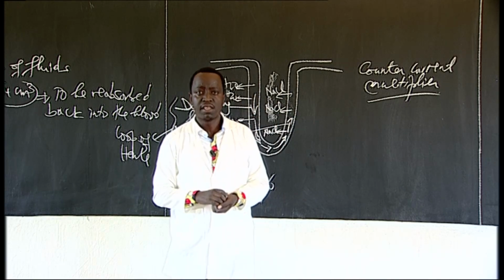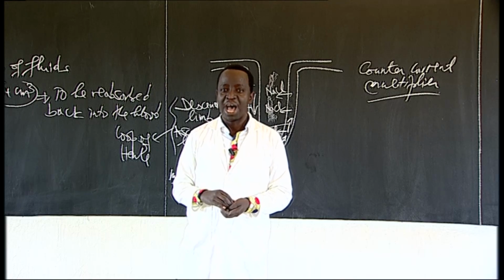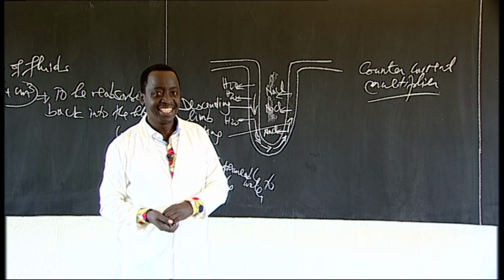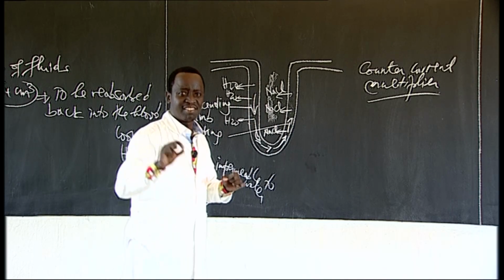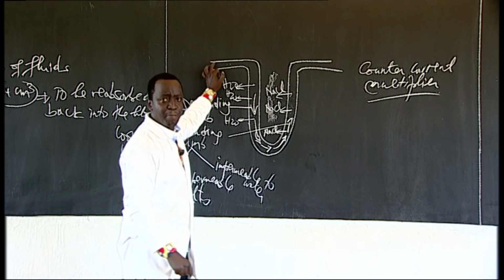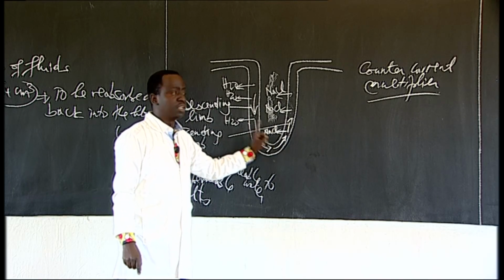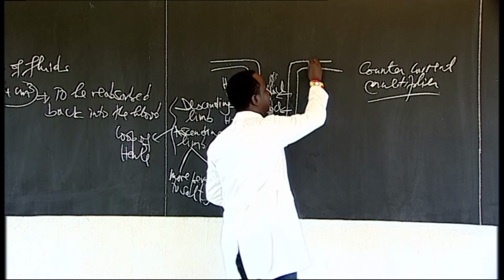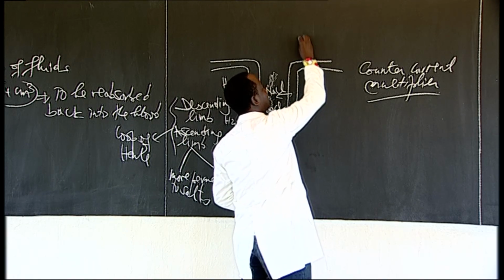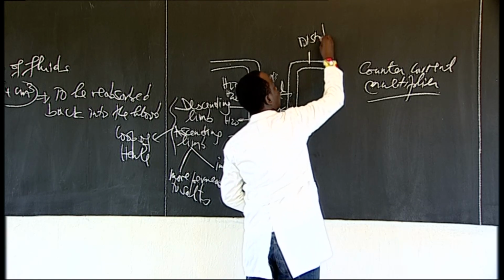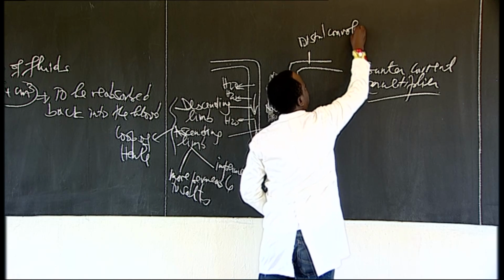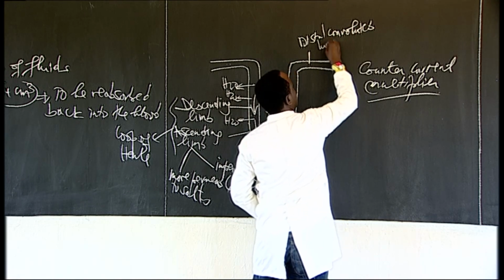Are you getting what's happening at the loop of Henle? It is a process. It is a continuous process. We come from the proximal tubule, now we are at the loop of Henle. Finally, we're going to see here at the what? At the distal convoluted tubule.